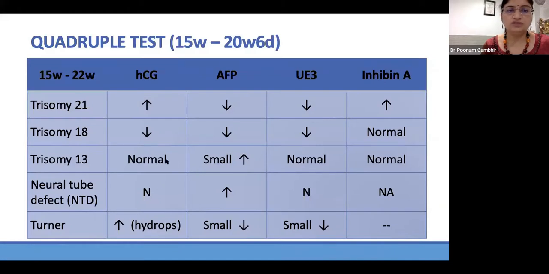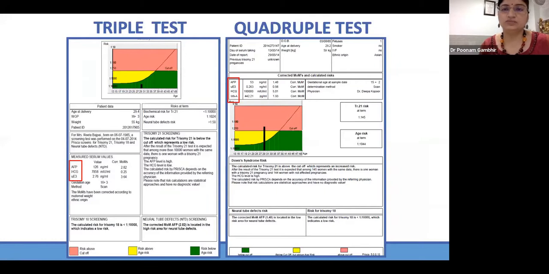The quadruple markers definitely tell about the common aneuploidies, but besides that, the biggest thing they provide us is an idea about the neural tube defect. So that is the additional thing they provide from the second trimester quadruple or triple test. So this is the prototype of a triple and a quadruple report. The difference is in one serum marker, inhibin A, which is included in the quadruple one.